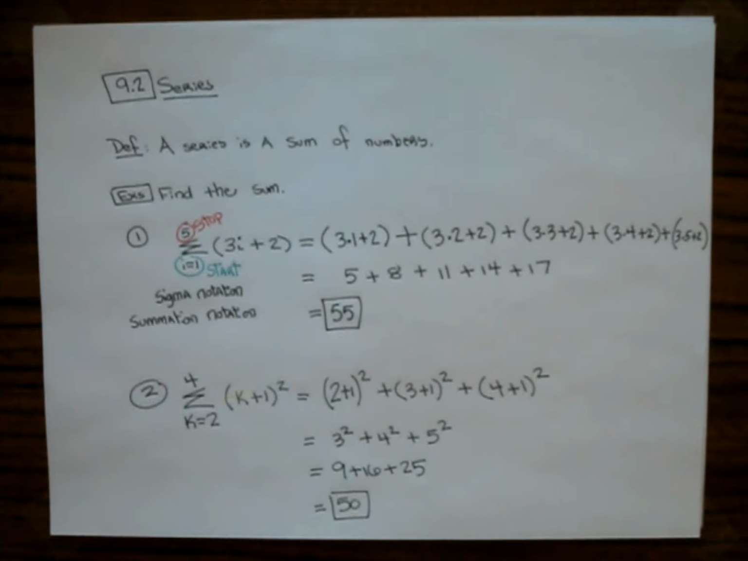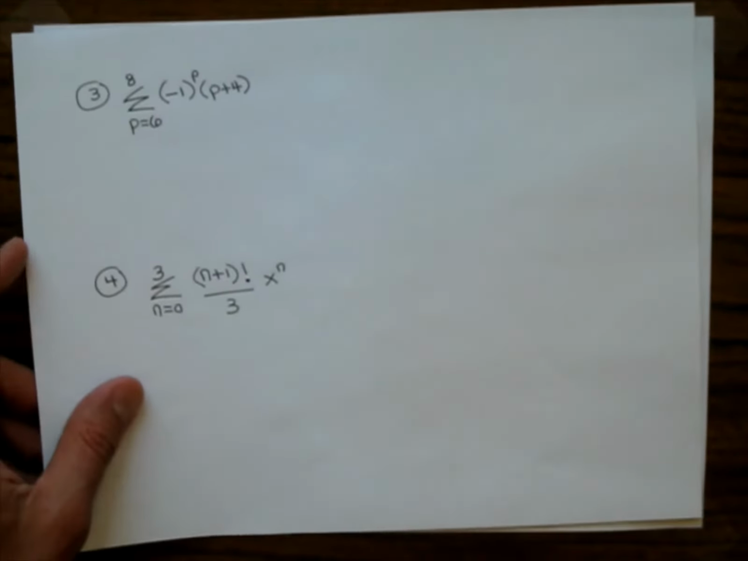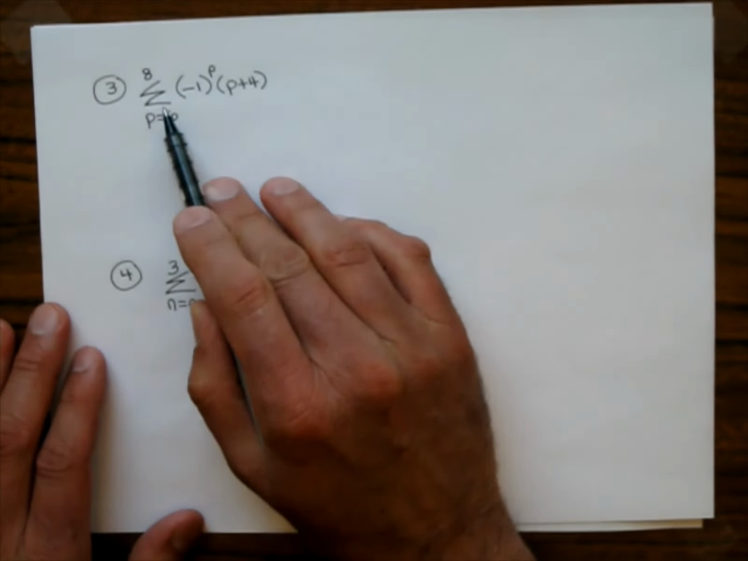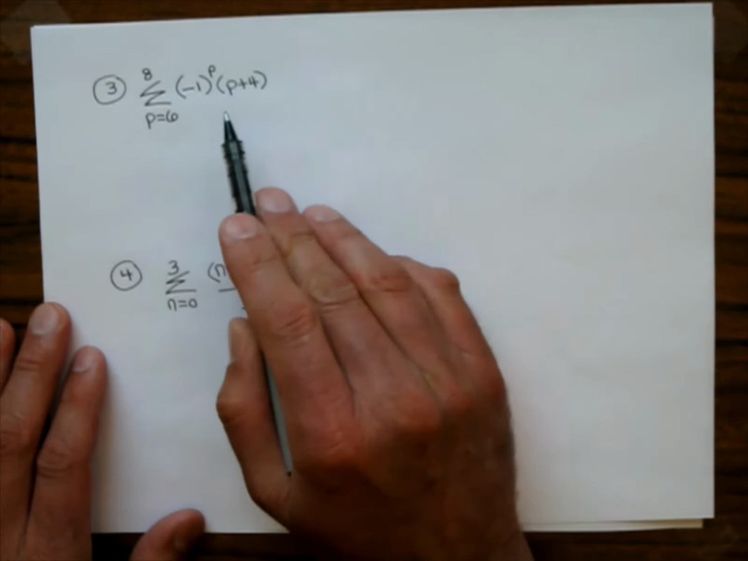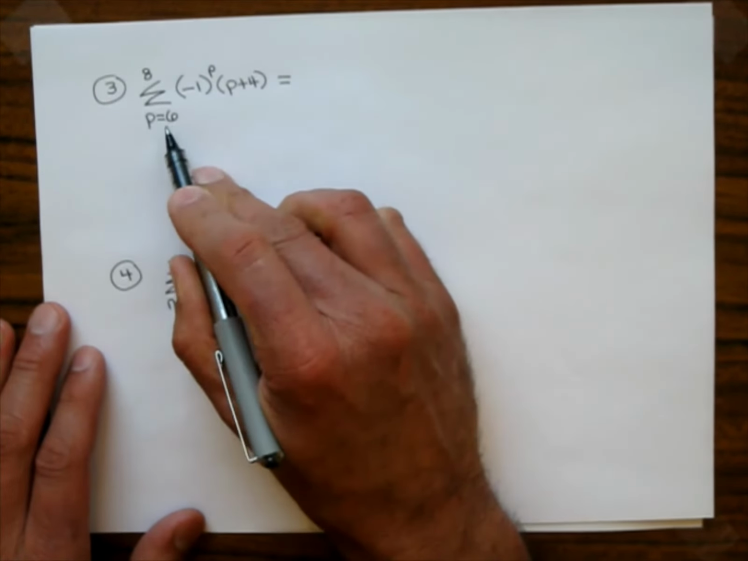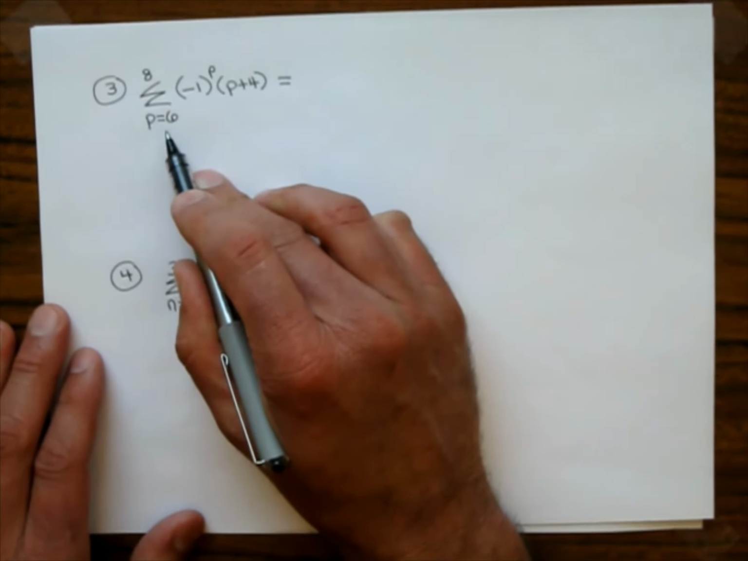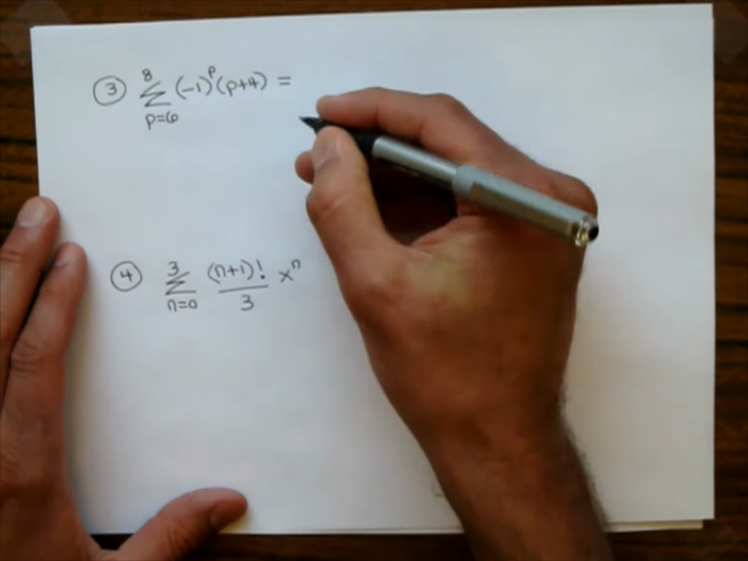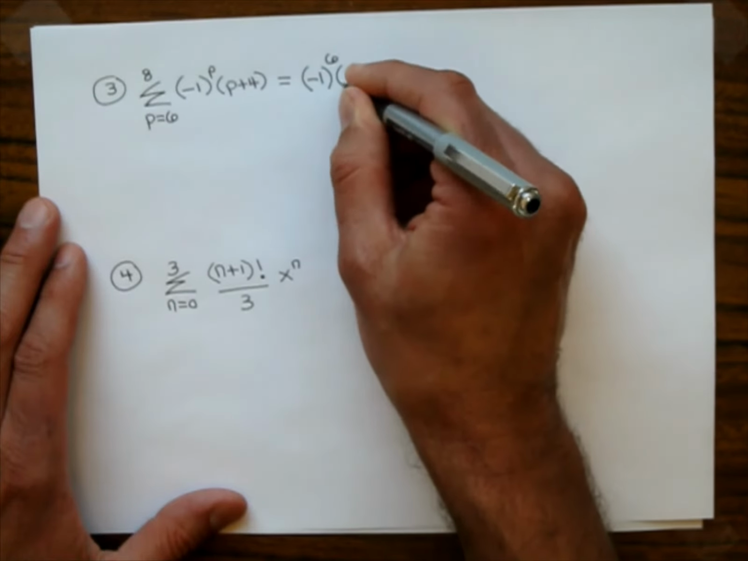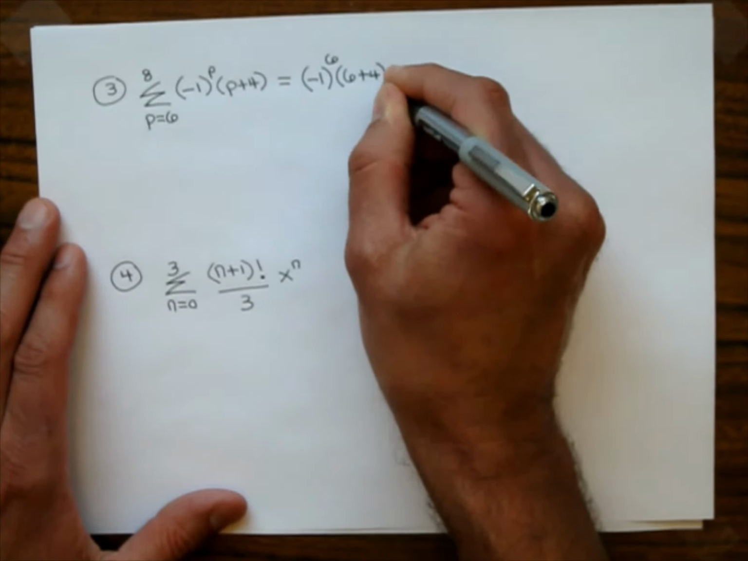Let's go ahead and do the next problem. So problem number 3, the summation from 6 to 8 of this formula here. There's a light switch. We talked about that with sequences. And so now I'm going to let p start at 6. So p is the index of summation. And when I put 6 in there, I get (-1) to the 6th power, and then I have 6 plus 4.